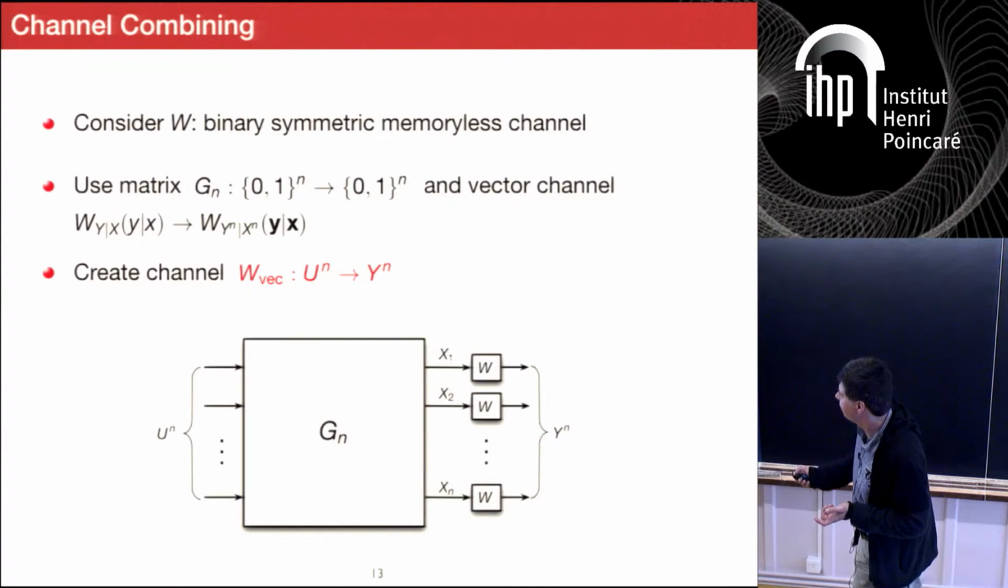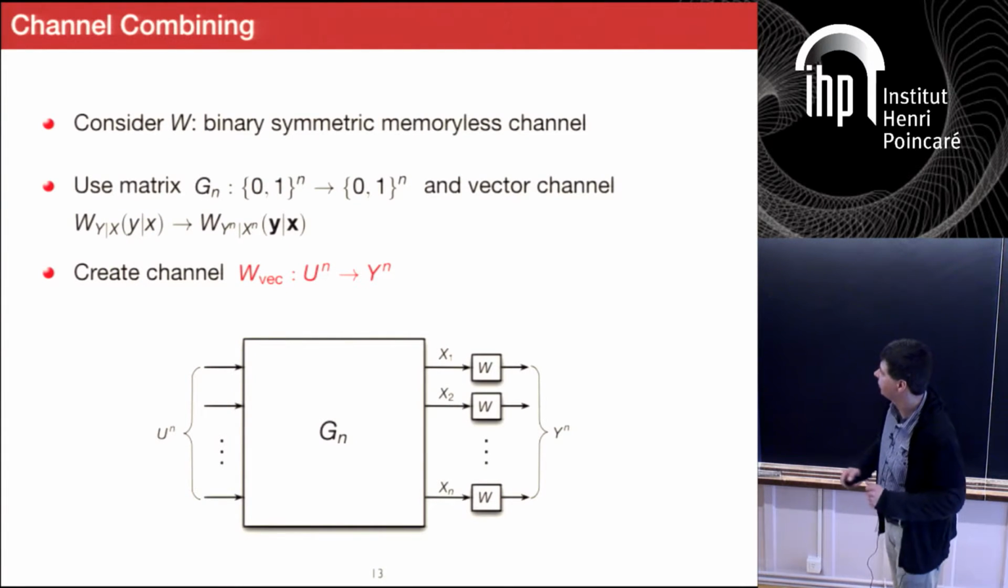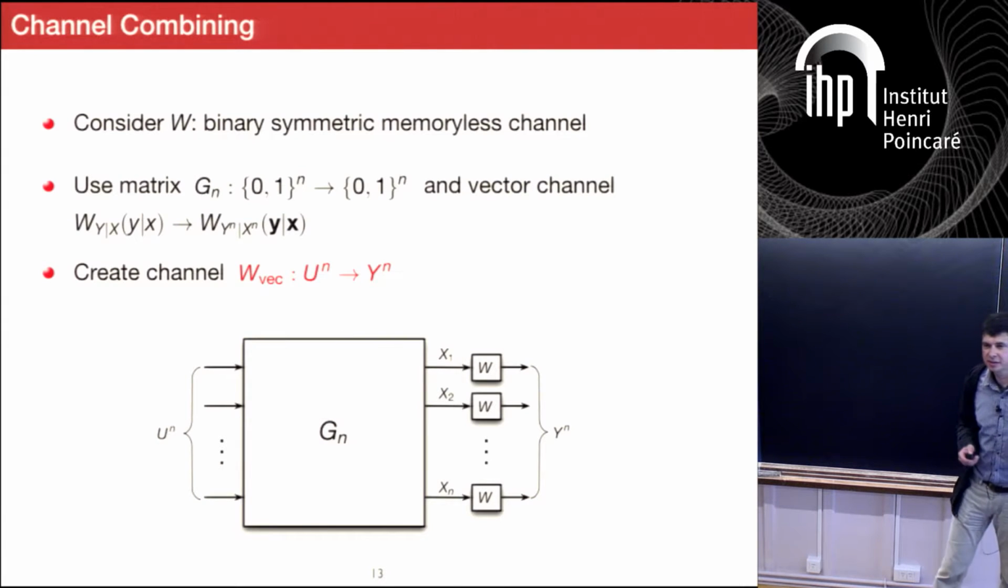So what we do is we stack those channels at the output of this G here. And this is called the channel combining step. First of all, we have a vector channel. If you look from X to Y, we have this vector channel here. And then we look at the overall channel from the input to the output. So we have this U^N here and Y^N. So we create the channel from here to here, right? So this is clear, right? Is it clear so far?